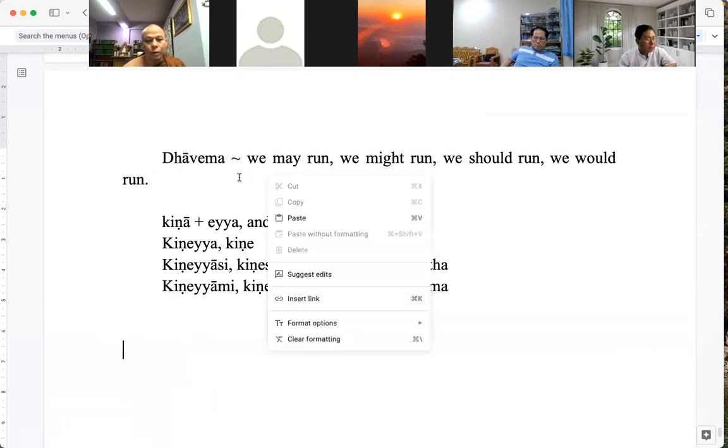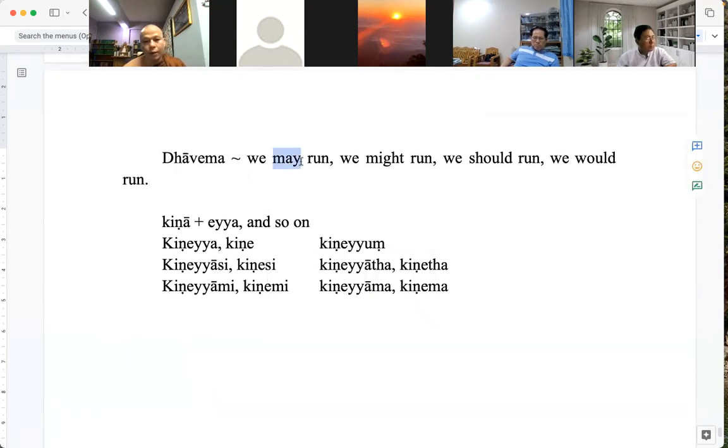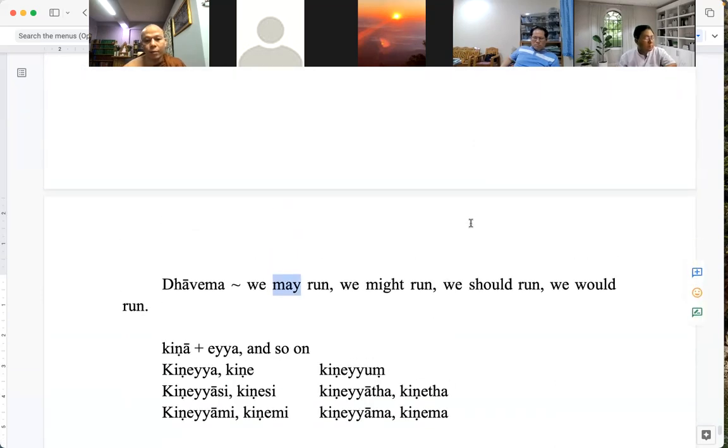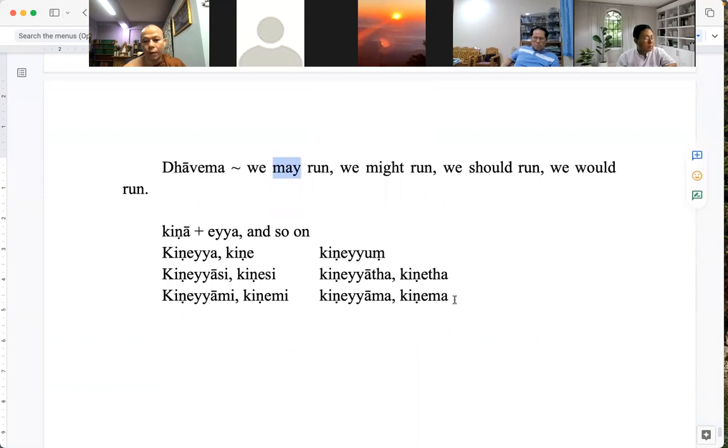So using those auxiliary verbs or helping verbs, we can translate these optative verbs into English.